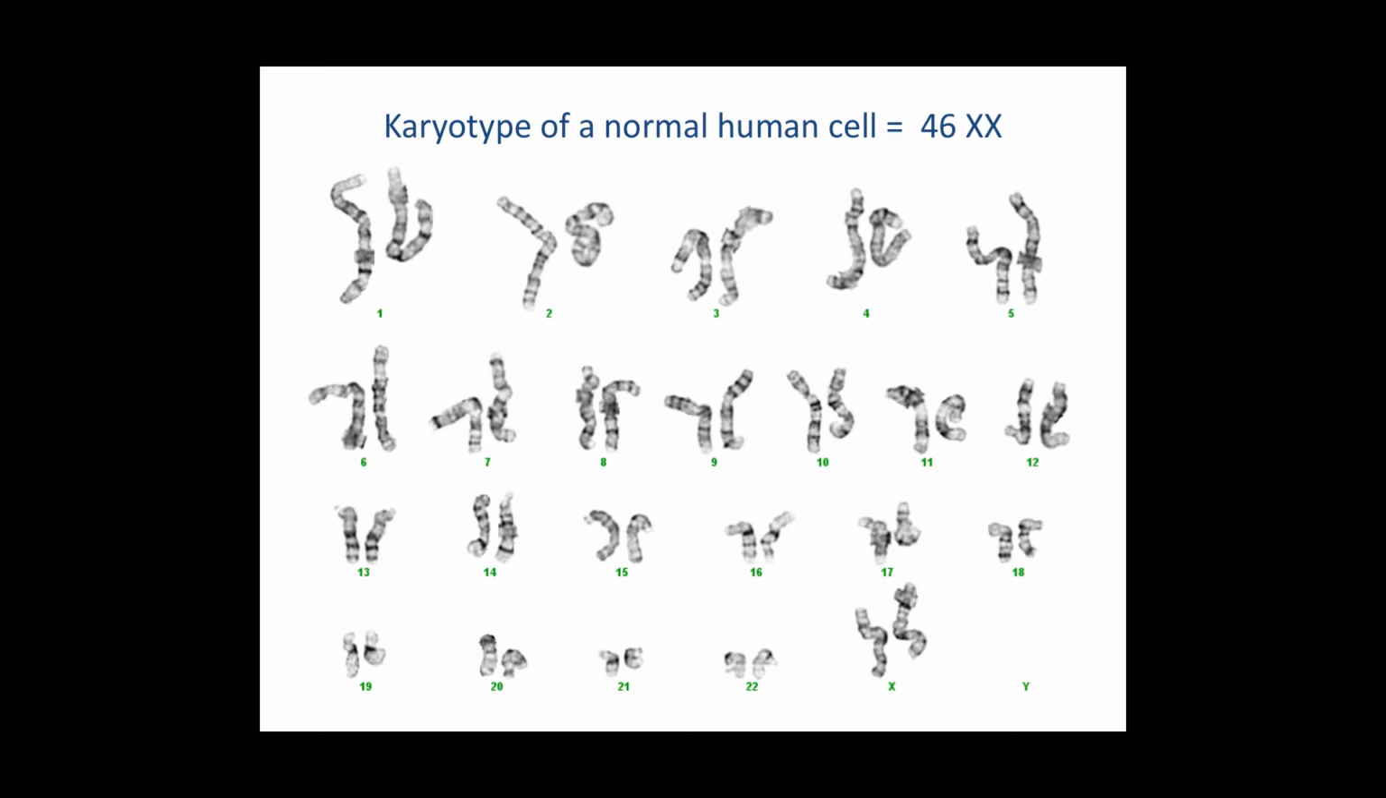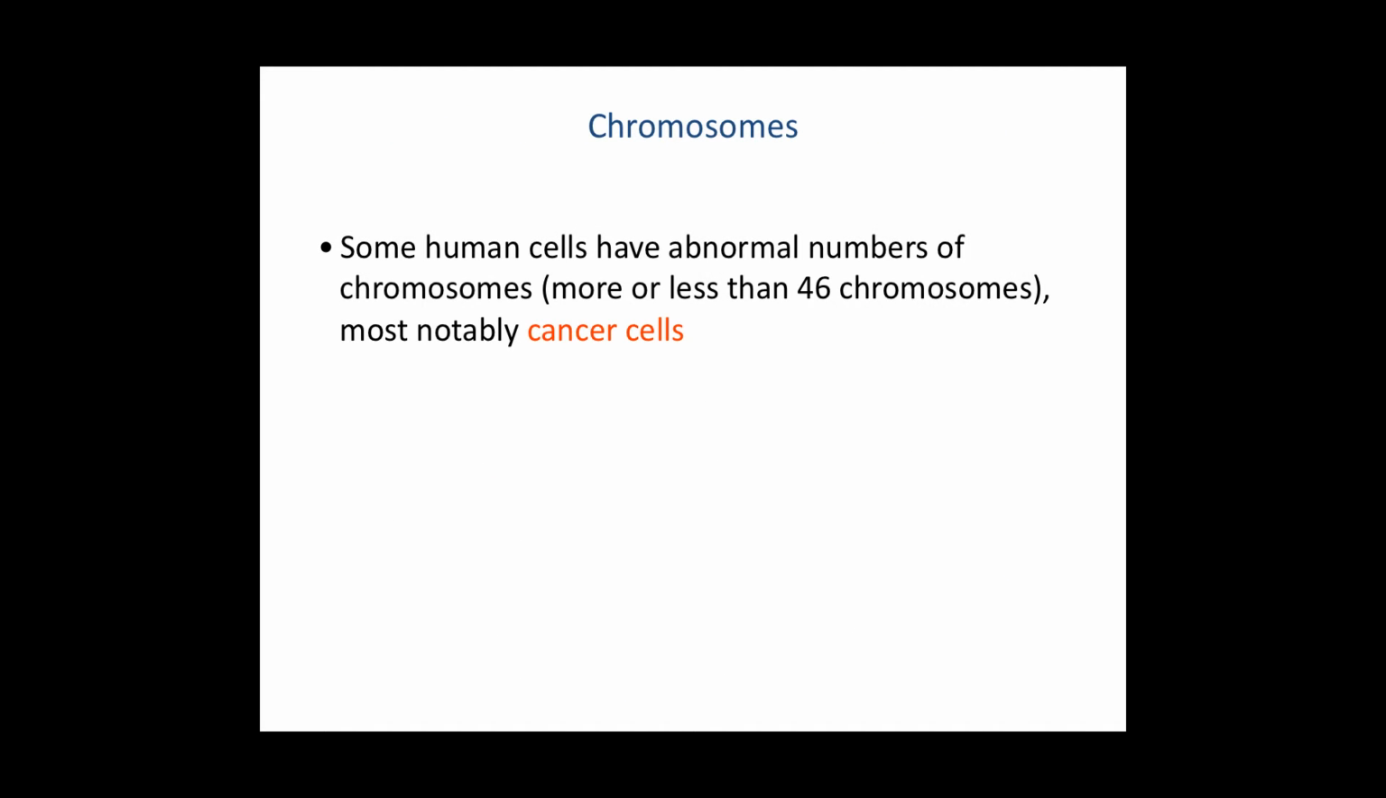The karyotype is the number and appearance of chromosomes in a single cell. Here you see the karyotype of a normal human cell with the full collection of 46 normal chromosomes, 2 of which are X chromosomes. It's worth noting that not all human cells have 46 chromosomes. Indeed, pretty much all cancer cells have either less than or more than 46 chromosomes. Having an abnormal number of chromosomes is part of what makes them cancer cells.